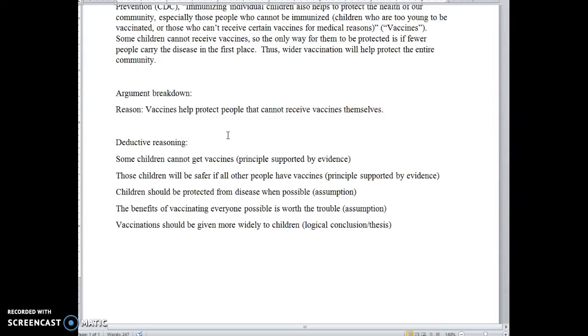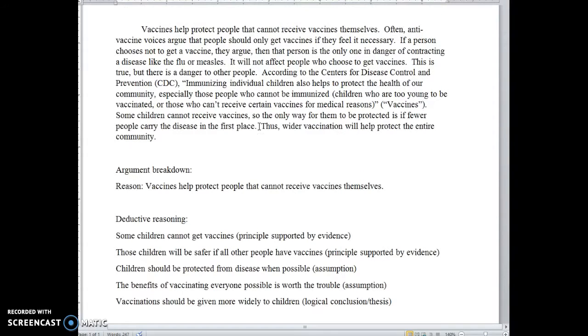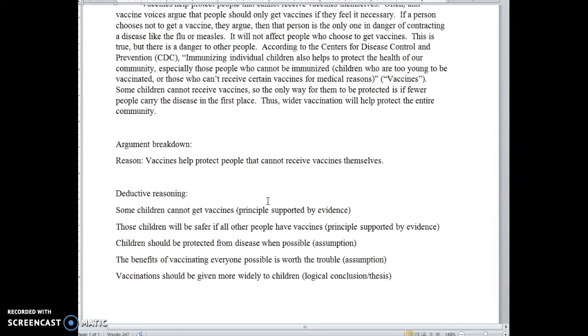Now, as for the deductive reasoning in this paragraph, notice that this is still written as a good paragraph with transitions and evidence and everything, but the core, the structure, the outline looks something like this. My reason is that vaccines help protect people that cannot receive vaccines themselves. The deductive reasoning behind that goes something like this. Some children cannot get vaccines. That's a principle, a general idea that I support with evidence, and I give evidence that that's a true statement.